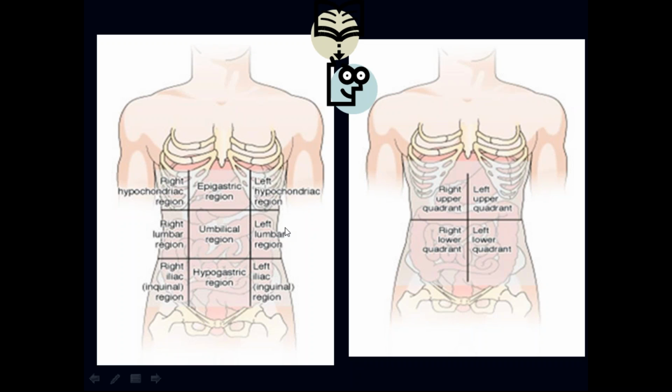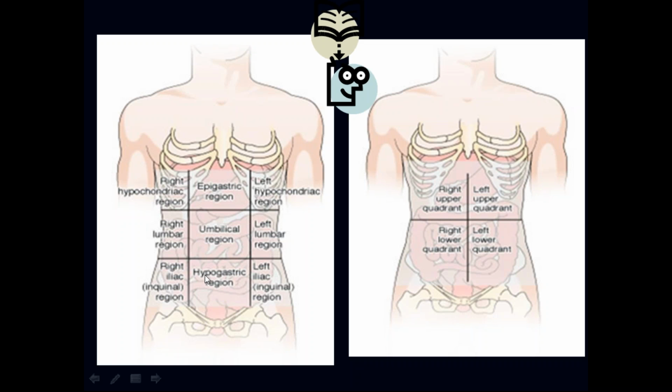The lumbar areas are going to be called flanks. The other name, flanks or lumbars. We have the iliacs here, and the iliacs are right and left, equal to inguinal or iliac. You must know that. You need to remember here we have the appendix.